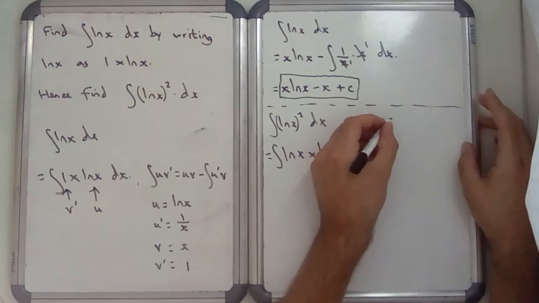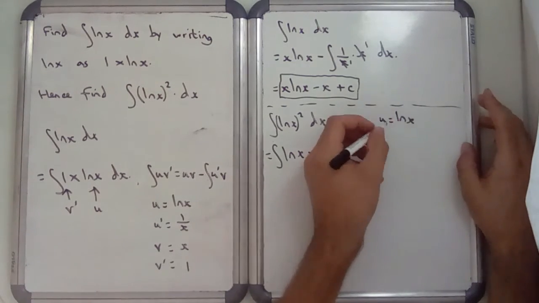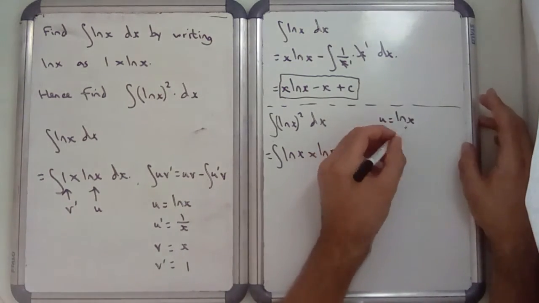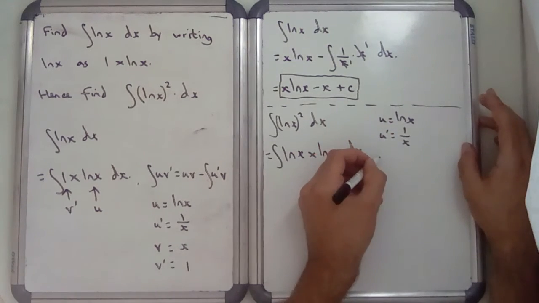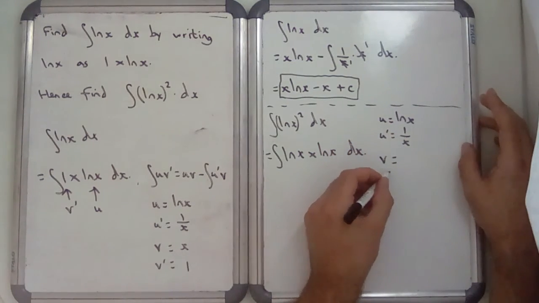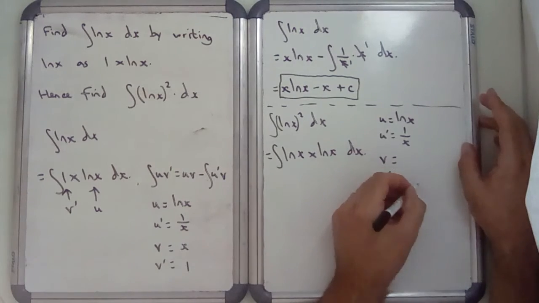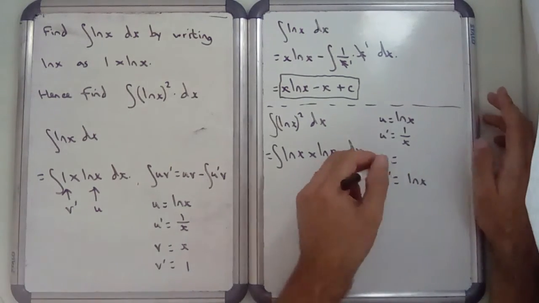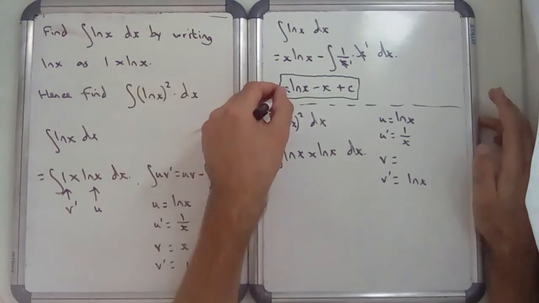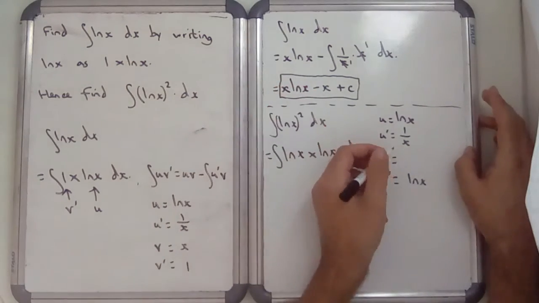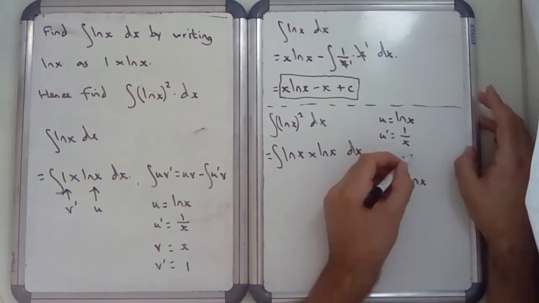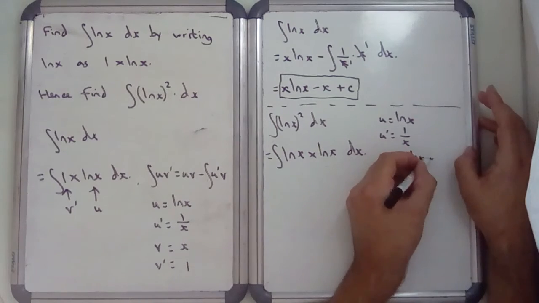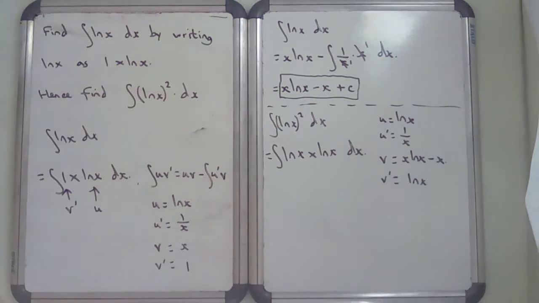So u is going to be ln x. u dashed, we know that the derivative of ln x is 1 over x. v dashed is ln x. So v must be the integral of that, which is x ln x minus x. Don't worry about the constant of integration. x ln x minus x. So now we can put it in.